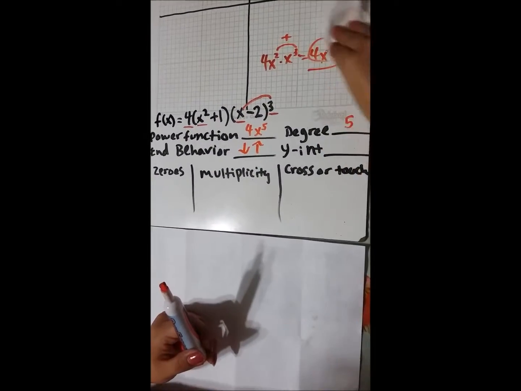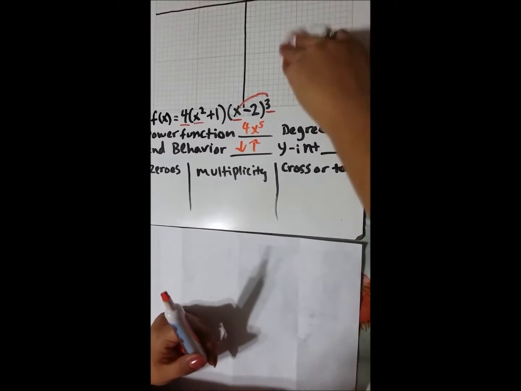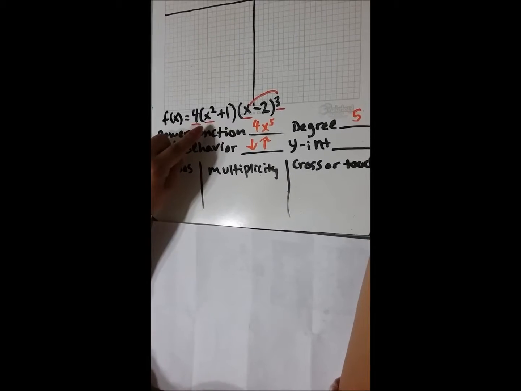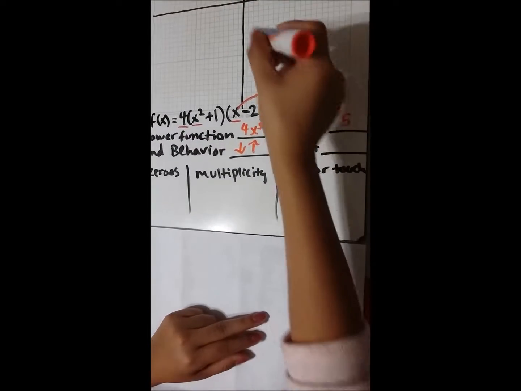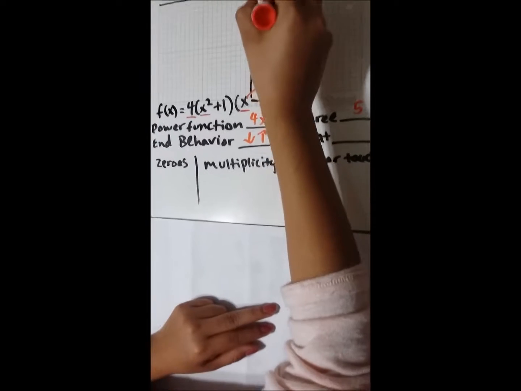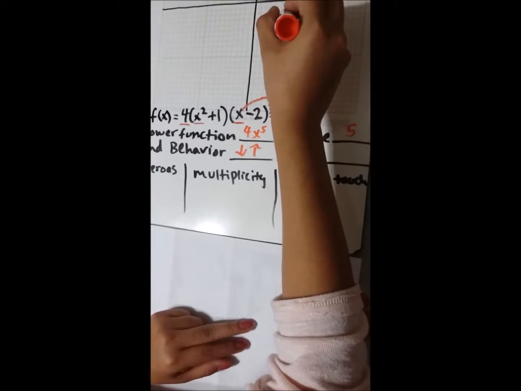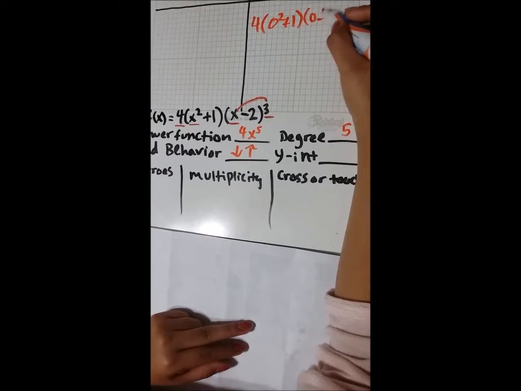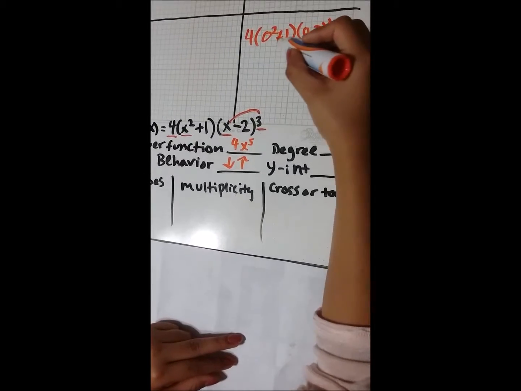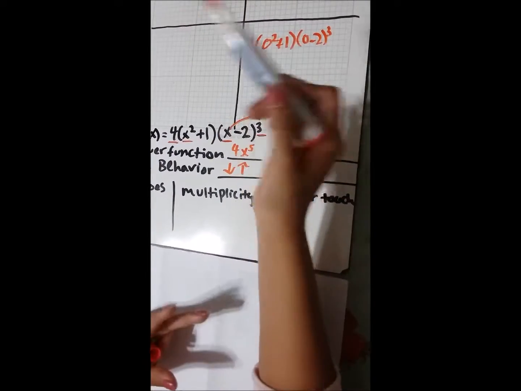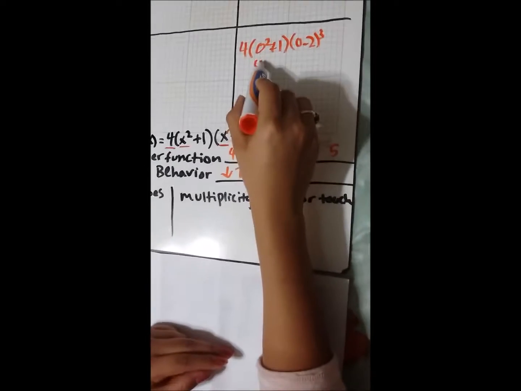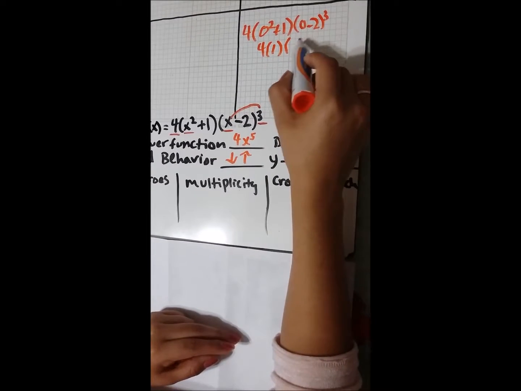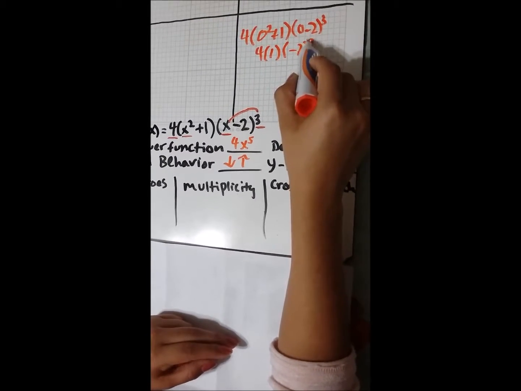Now in order to solve for the y-intercept, we're going to have to plug in a 0 for every x. That means right here and right here. So we're going to rewrite this as 4 times 0 to the second power plus 1, times 0 minus 2 to the third. Now, since this 0 is being squared, it's going to be 0. So that goes away, and we end up with 4 times 1. We're going to end up with negative 2 to the third power.